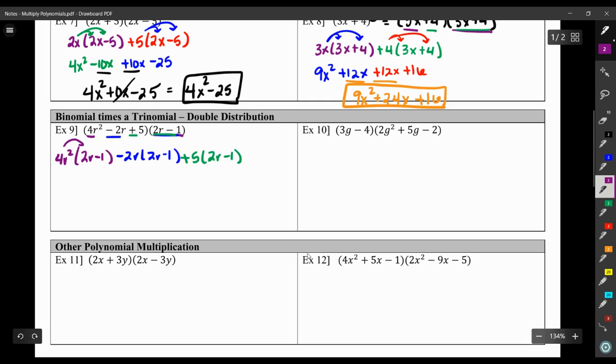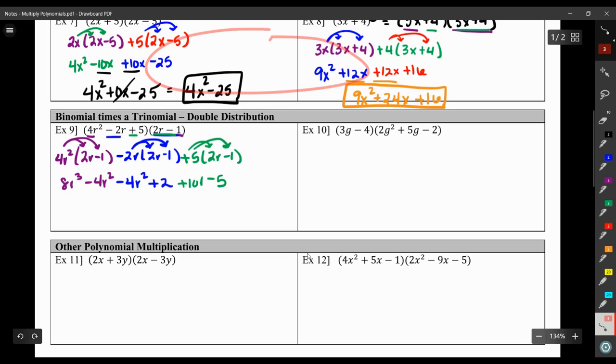So 4r squared times 2r is 8r to the third. 4r squared times negative 1 is negative 4r squared. Now for the second distribution, negative 2r times 2r is negative 4r squared. Negative 2r times negative 1 is positive 2. And then the third, 5 times 2r is 10r. 5 times negative 1 is negative 5. So similarly to the binomials, we are now done with the multiplication.